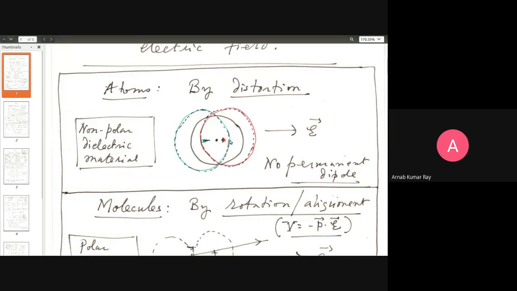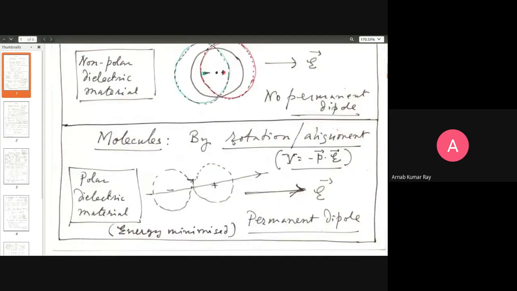Okay, this is on a non-polar dielectric material. What do I mean by non-polar? Something that hasn't got any natural tendency to be polarized. It doesn't have any natural pole. You have to apply some extra force from the outside to create this polarization. It doesn't have any permanent dipole. So that is in the case of an atom. What about molecules?